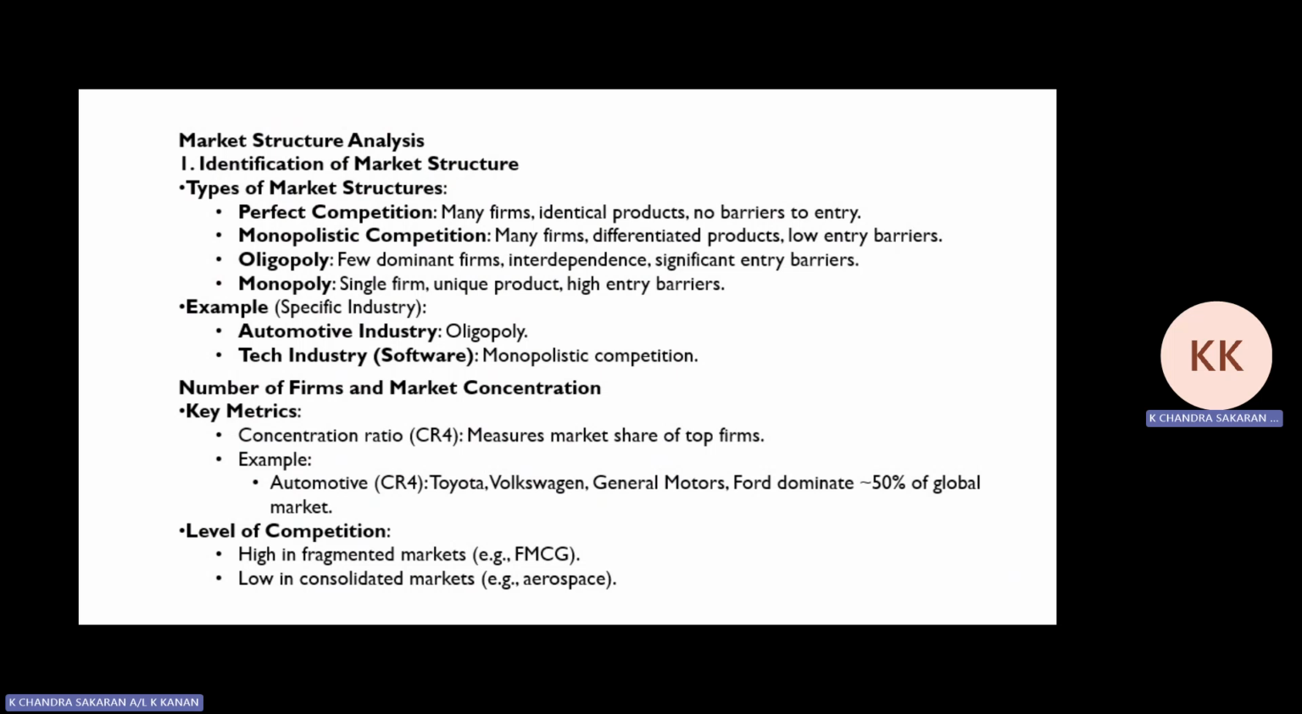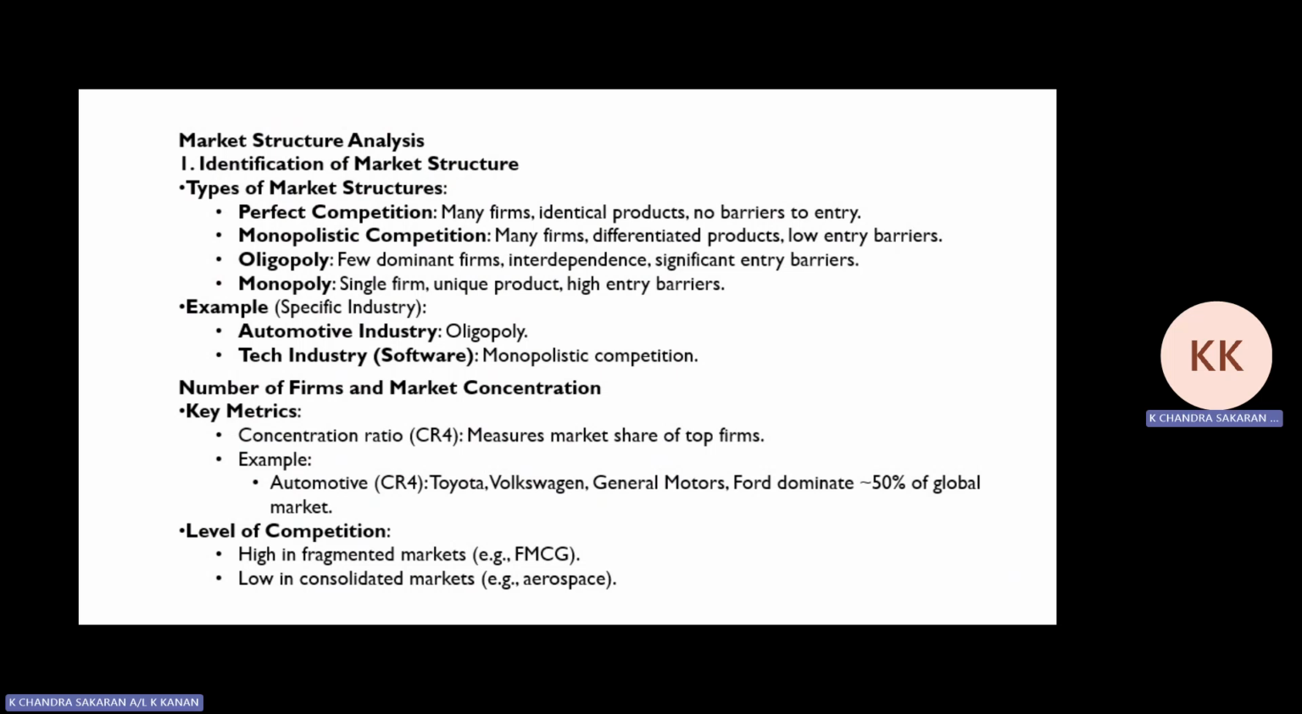So the industry you have chosen, what kind of market structure is that? Is it a monopoly industry? Is it a perfectly competitive industry? Is it a monopolistic competitive industry? Or is it an oligopoly industry?